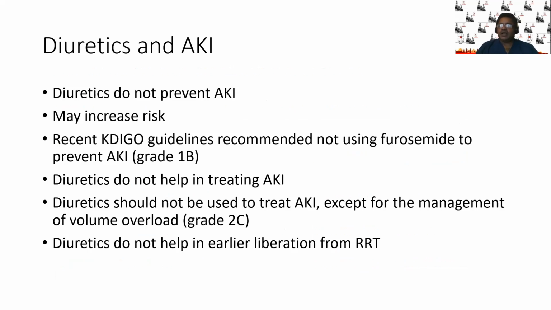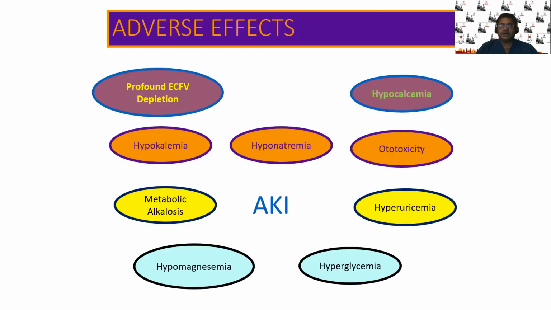Diuretics do not prevent AKI, so do not give furosemide to prevent AKI. They may actually increase the risk of AKI. The recent KDIGO guidelines recommended not using furosemide to prevent AKI, and they are also not useful for treating AKI. So diuretics should not be used to treat AKI except for the management of volume overload and for judging the renal reserve as we have described. And if a patient is on renal replacement therapy and is trying to put out some urine, giving diuretics to them will not help them in earlier liberation from renal replacement therapy.